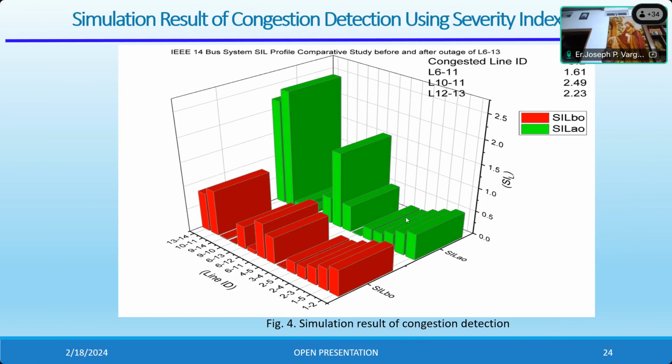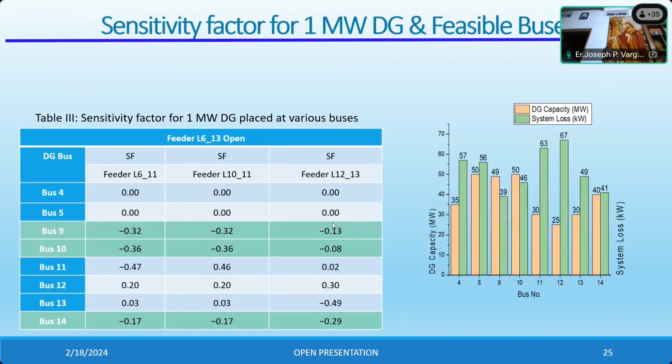Now, our next step is to alleviate congestion using distributed generation, or solar power generators. We cannot simply place DG as we like. There are certain criteria for placing DGs. Hence, we have to proactively determine the location of DGs. For this, we have to conduct the sensitivity factor analysis using a test DG. Here we have used a 1 megawatt DG as a test DG for finding the sensitivity factor of the load buses, and from this we get the feasible buses.